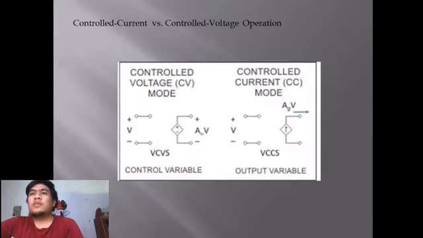Control current vs control voltage operation. Control voltage, CV mode: VCVS, control variable. Control current, CC mode: VCCS, output variable.